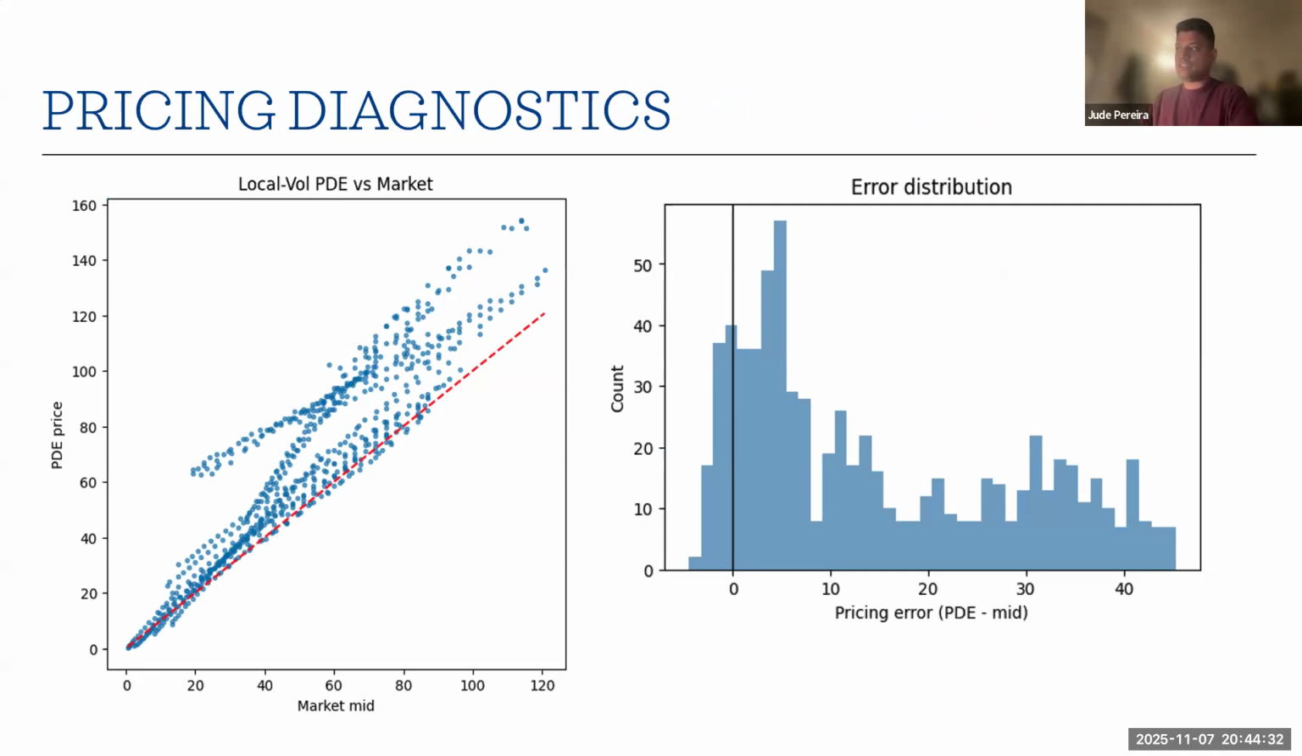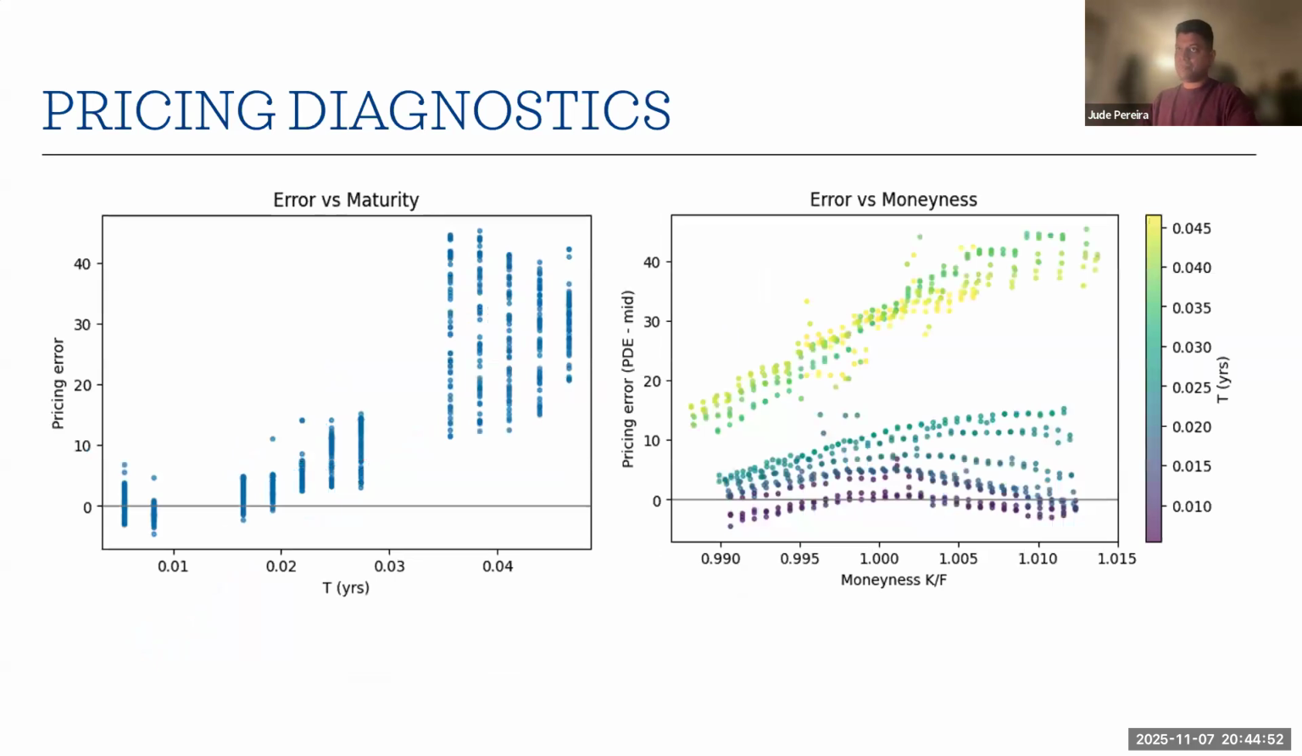We can also see the error distribution histogram on the right hand side. Most of the errors are concentrated around 0, so that's already a good sign that our PDE pricing model is performing well. On the other hand, there are long tail spreads, which suggests that perhaps some more tweaking of the parameters is needed to get a more concentrated histogram around 0. We can also look at the error versus maturity and error versus moneyness.